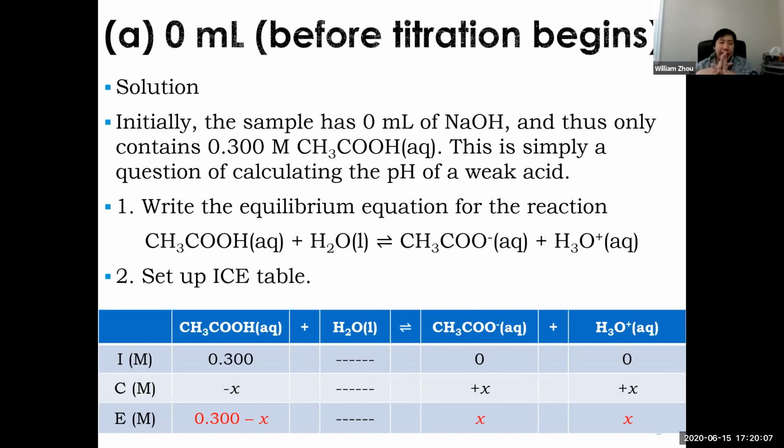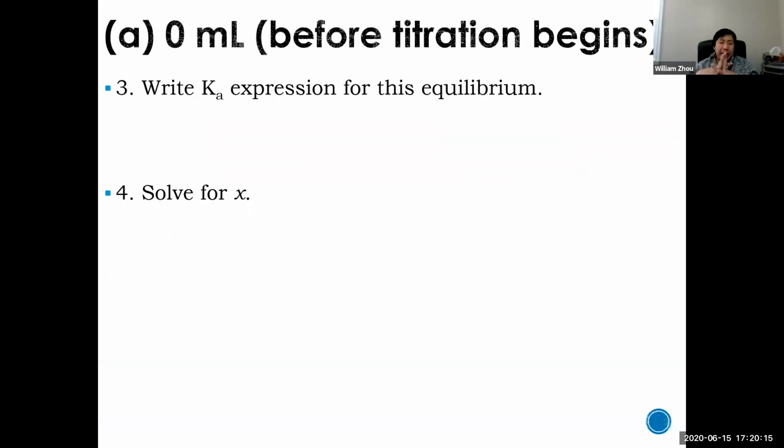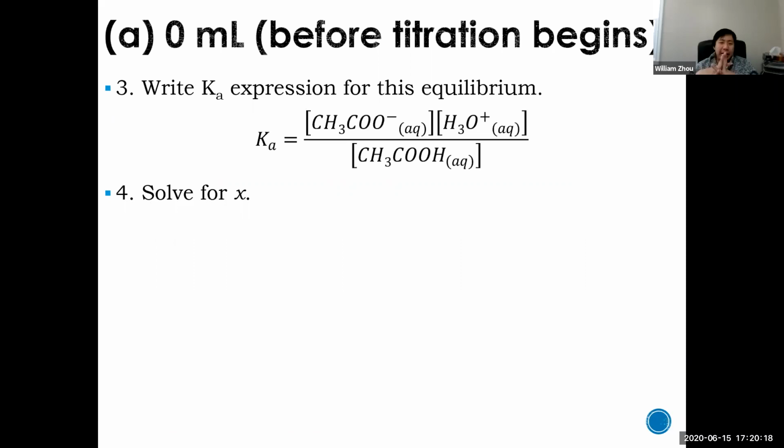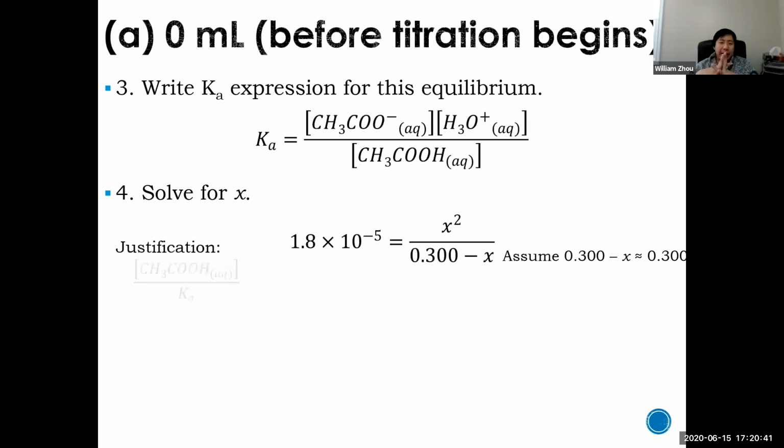The question doesn't tell you what the Ka is, but that's not a problem. You just take out your table, you look on the table, you find the Ka, and you write the Ka expression. Solve for x. Ka is 1.8 times 10 to the negative 5. How do you know that? Look on the table. The right side is just x squared over 0.3 minus x. You would use the assumption that x is so small that subtracting x does nothing. Okay, you use it because it's simple. It makes the calculation way easier. Just you have to justify it.